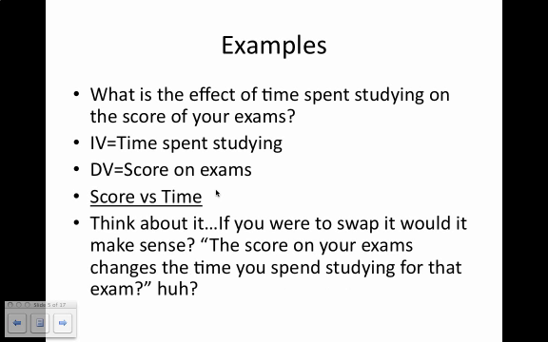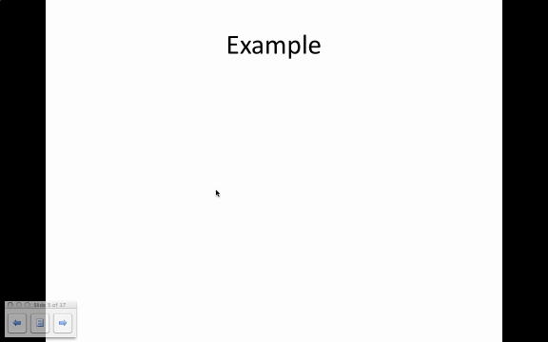Think about it this way. If it ever confuses you between independent variable and dependent variable, swap them around and say it in a sentence. Does that sentence make sense? The score on your exams changes the time you spend studying for that exam. That makes no sense. Why study for that test that you already got a score on? Or not even that, but your score alters time? That's a little weird.